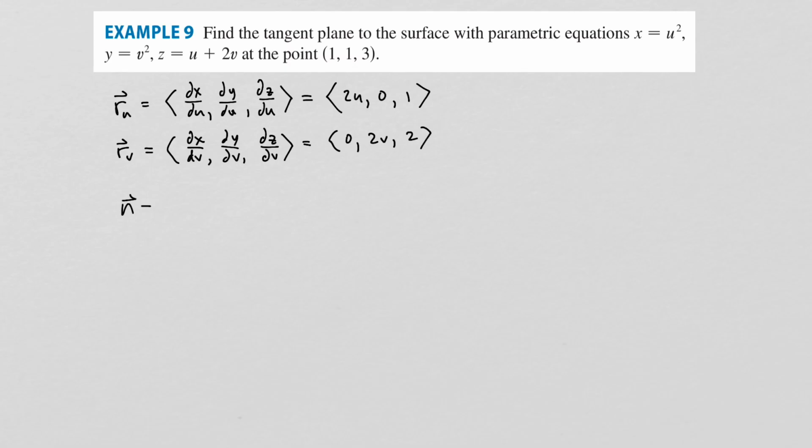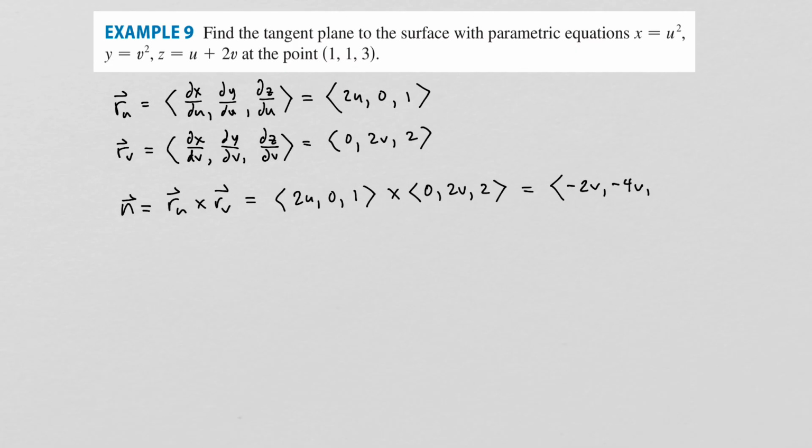And now the normal vector to our plane will simply be RU crossed with RV. And so that is the cross product of these two vectors. And I think I will spare you the work this time. So if we take the cross product, we're going to get -2v, -4u, and 4uv. All right. So now to get the normal vector to the plane, we need to take the normal vector at the point (1, 1, 3).